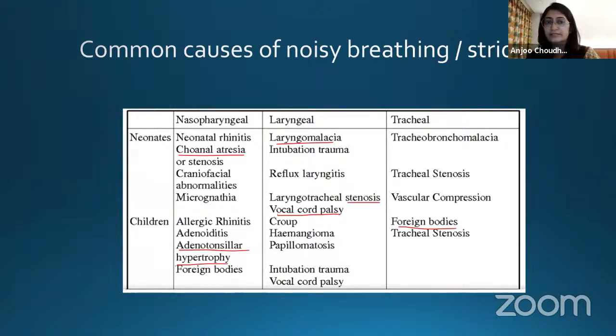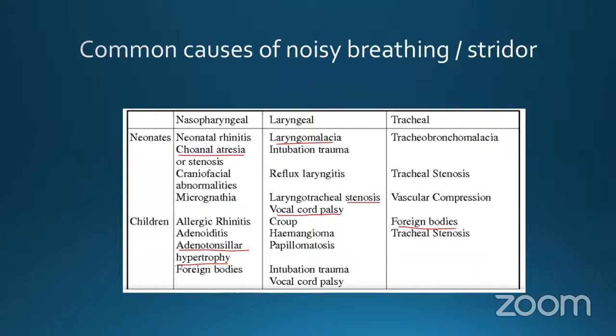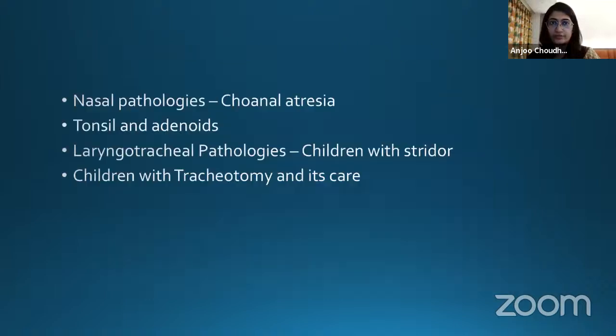In children, it can be allergic rhinitis or, now very commonly seen, adenotonsillar hypertrophy or some foreign bodies. At the laryngeal level, most commonly seen is laryngomalacia in the neonates, followed by subglottic stenosis and cord palsies. In children, we have more infective pathologies and foreign bodies. At the tracheal side, it's mostly bronchial malacia or stenotic lesions and always foreign bodies.